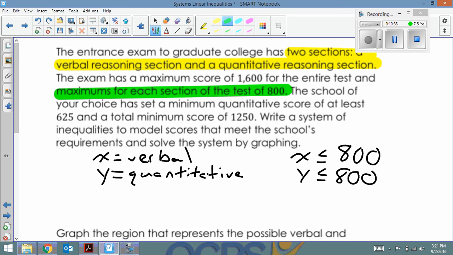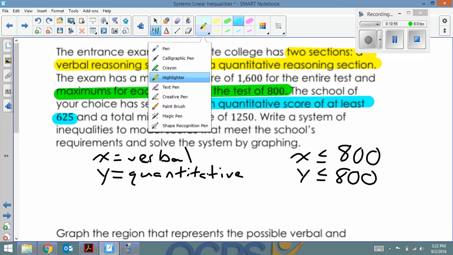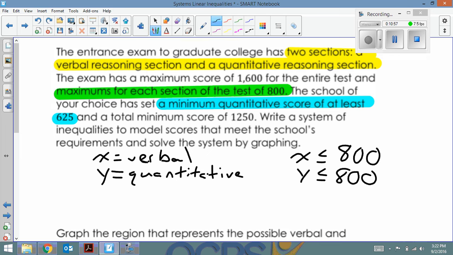The school of your choice has a minimum quantitative score of at least 625 and a total minimum score of 1250. So they tell us two things in this sentence. They tell us that they have a minimum quantitative score of at least 625. At least means more than or equal to. So we know y has to be greater than or equal to 625.